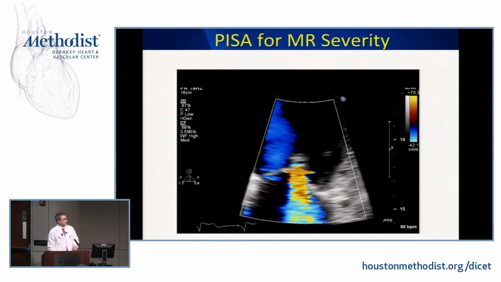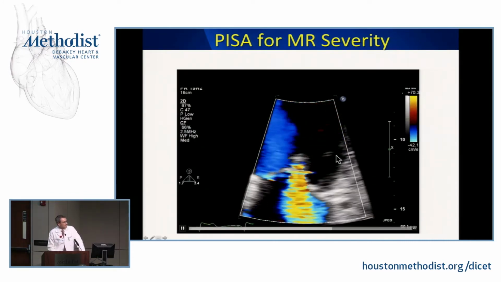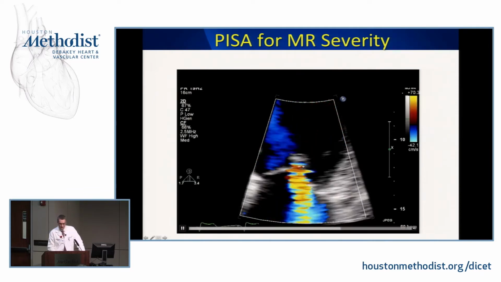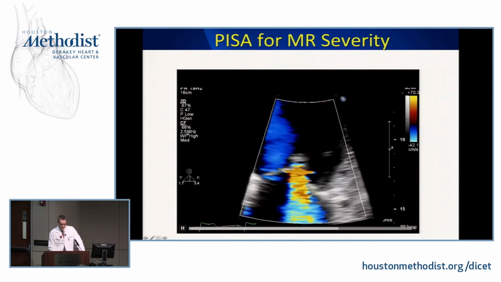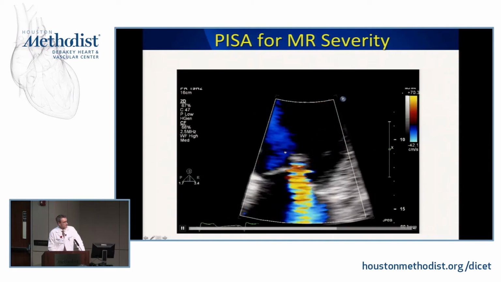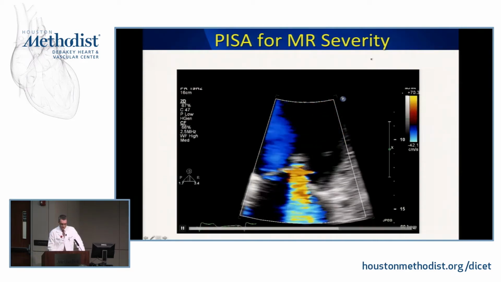This is an example. Not a great example, actually, because this is probably some tethering. So this is an element of functional MR, but we still see a PISA happening here. The concepts, for those who sometimes forget, you have to do the baseline shift in the direction of the flow. So on a transthoracic, you shift down. On a TEE, you shift up. That actually gets forgotten by some.